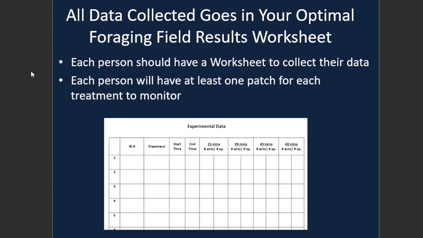So all data collected goes into the optimal foraging field results worksheet. Each person should have a worksheet to collect their data, and each person should have at least one patch for each treatment to monitor.